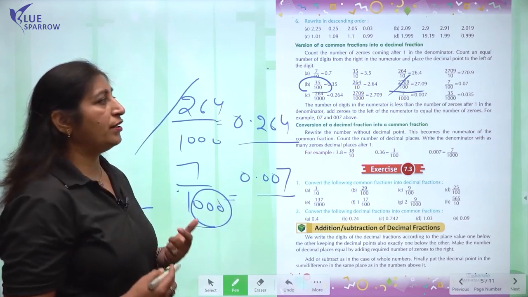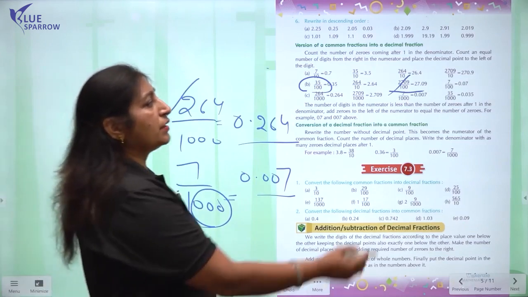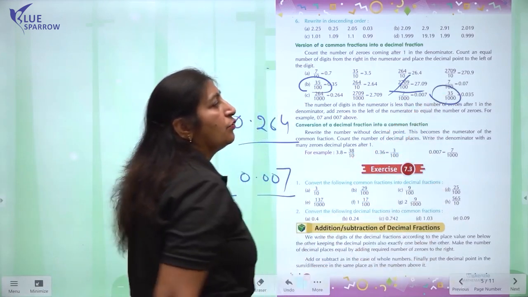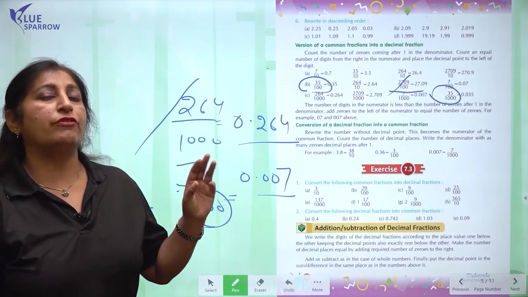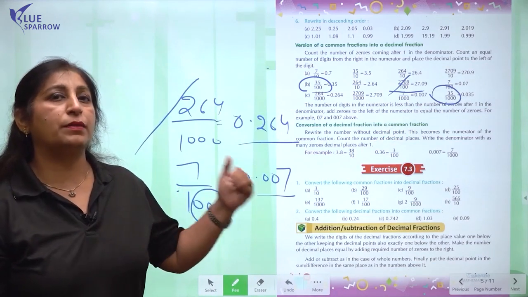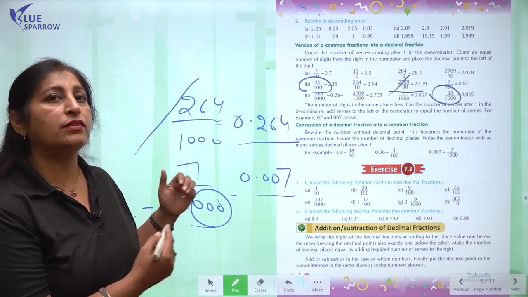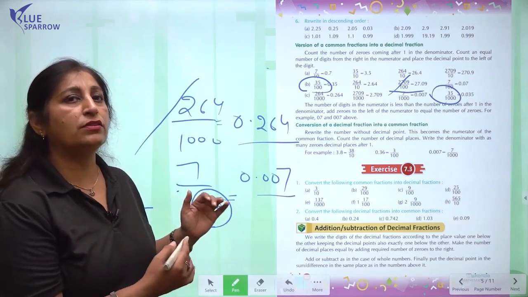So 0 would be put over here. Answer would be 0.007. And in the number 35 upon 1000, you can see that there are only 2 places and we have to leave 3 places. So we would put a 0 to make up the places, and the answer would be 0.035.